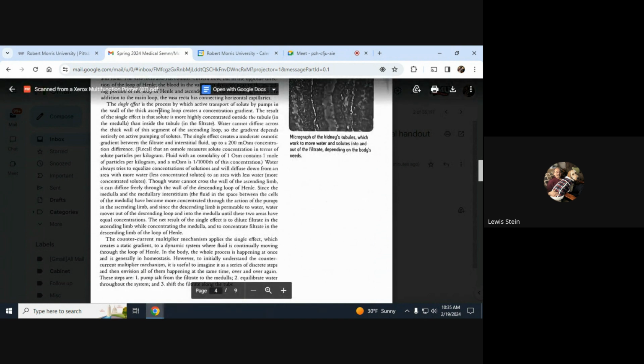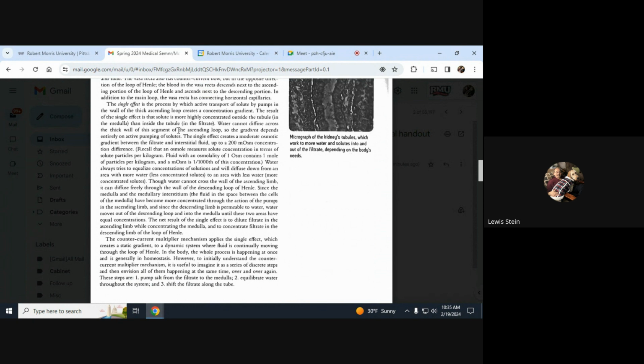The single effect is the process by which active transport of solute, by pumps, that means energy, creates this concentration gradient. Water can't go through the thick segment in the ascending loop, so it depends on pumping out the solutes. You could read this as well as I could read it to you. But water always tries to equalize and will diffuse down from an area with more water, less solutes, to an area with less water, more solutes. The water cannot cross the wall of the ascending limb and can diffuse freely through the descending limb.